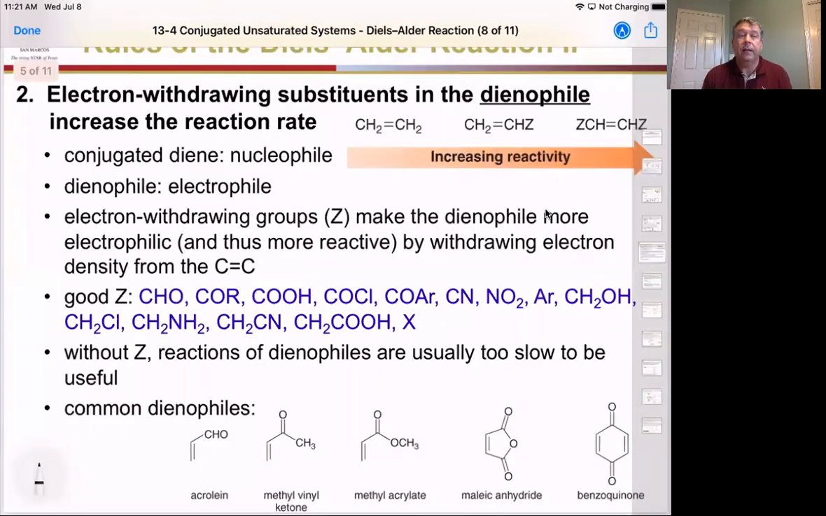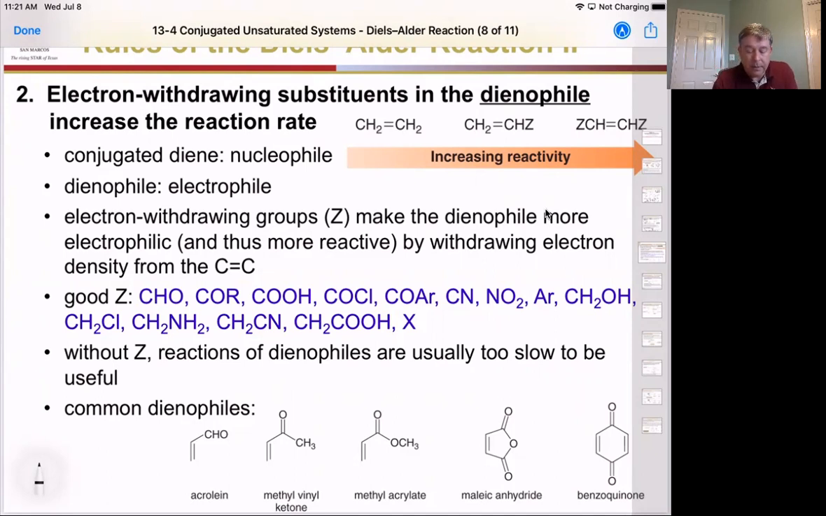Okay, the second thing we need to think about when we're talking about the Diels-Alder reaction is that electron withdrawing substituents on the dienophile, the double bond or triple bond, increase its reaction rate. And if you think about it, the diene is acting as a nucleophile. So the less electron density you have on the dienophile, the more reactive it'll be toward that species. The conjugated diene is the nucleophile, and therefore the dienophile is the electrophile. By having groups that would draw electron density from that, it creates a more reactive species.